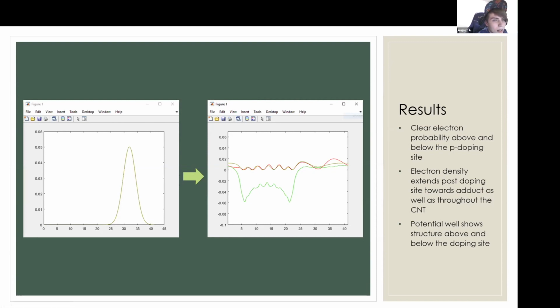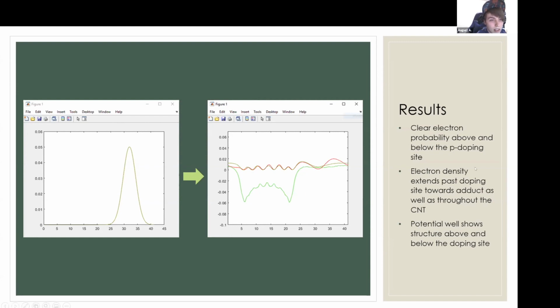Let's see here, sorry. So clear electron probability above and below the p-doping site. So the x-axis in terms of angstroms and in Z. So the middle of this potential well is where our p-doping site is, and we see this weird horned function as our potential. And that's showing that there's a clear probability of this electron being in one of those two sites above and below the p-doping site. So that just sort of shows the aromaticity of a carbon nanotube, essentially, where the electron density is above and below the sheet.